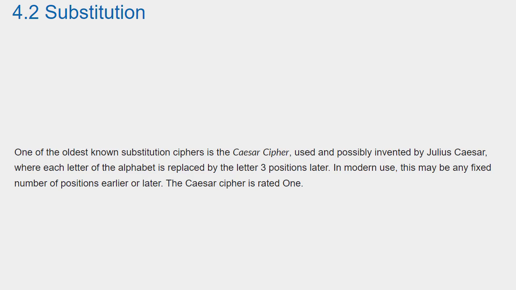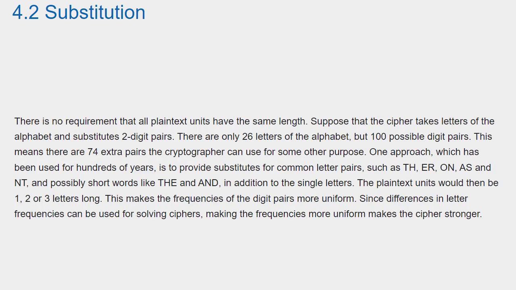One of the oldest known substitution ciphers is the Caesar cipher, used and possibly invented by Julius Caesar, where each letter of the alphabet is replaced by the letter 3 positions later. In modern use, this may be any fixed number of positions earlier or later. The Caesar cipher is rated 1. There is no requirement that all plain text units have the same length. Suppose that the cipher takes letters of the alphabet and substitutes two-digit pairs.